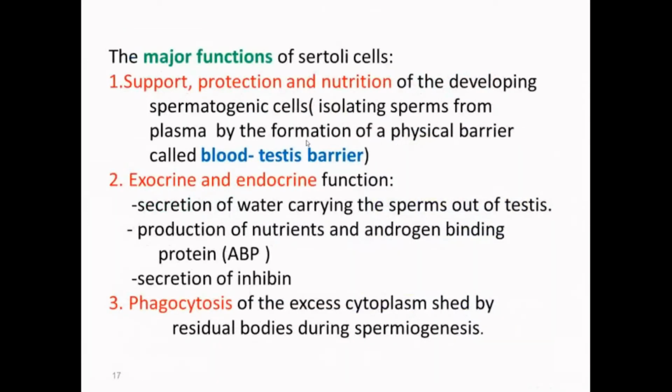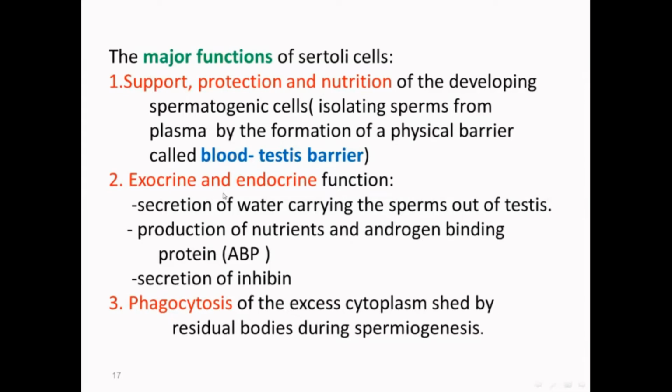The major functions of the Sertoli cell are supportive, protective, and nutritive during the development of sperms. The Sertoli cell will isolate the sperms from the plasma by the formation of a physical barrier. The sperms are unique cells, and without separation from exposure to the plasma, they can be recognized and attacked by the immune system. So this isolation is created by the Sertoli cells, and this physical barrier is called the blood testicular barrier.